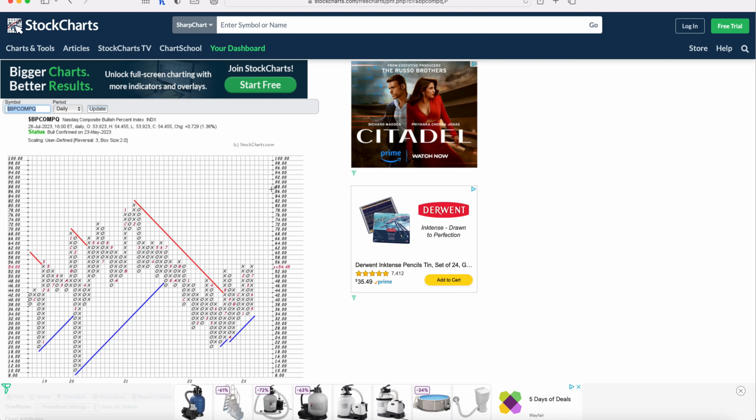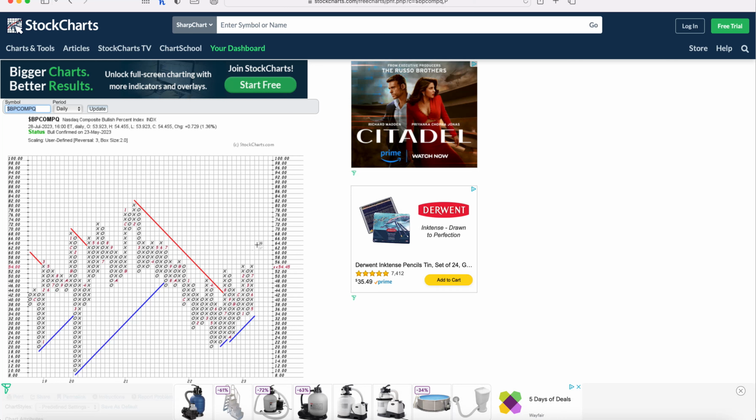So here's the Nasdaq, and 54.45% of the stocks in the Nasdaq are on a point and figure buy signal, and it's up by 1.36% today. And that's notable because really it's been Facebook, Amazon, Netflix, and Google, the FANG stocks, plus Microsoft, Nvidia, Tesla, those big, they're all tech names for the most part.